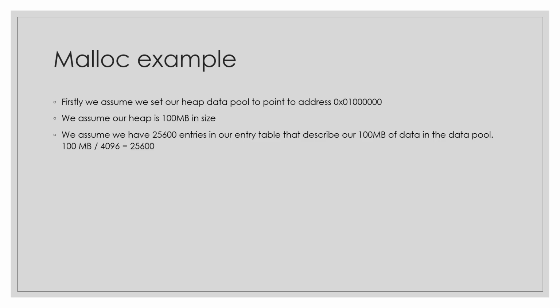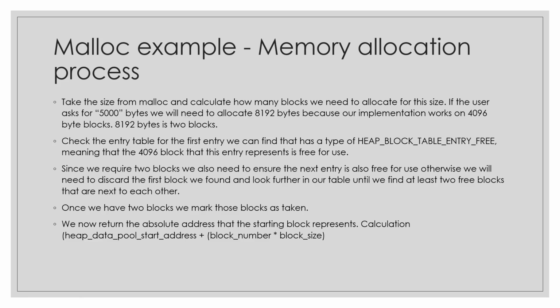Let's now discuss how we can create our own malloc. Firstly, we assume we set our heap data pool to point to this address, 0x1000 and so on. We assume our heap is 100 megabytes in size. We assume we have 25,600 entries in our entry table that describe our 100 megabytes of data in the data pool. As you know, this is calculated by taking the heap data size and dividing it by our entry size of 4096, which gives us 25,600 entries. So the memory allocation process will seem complicated to you. However, this implementation can be written in less than 200 lines of code, so just bear with me.